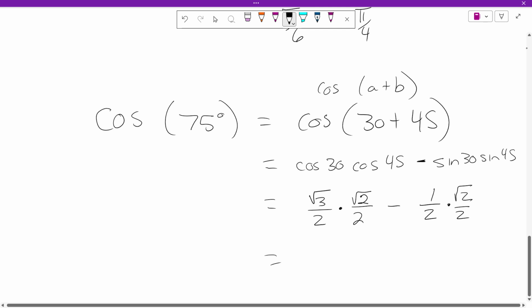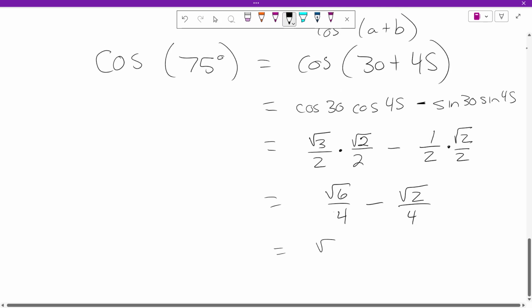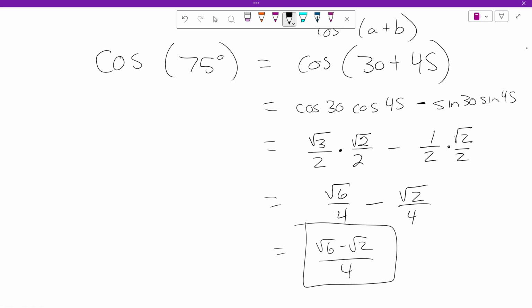Now we're going to simplify. 3 times 2 is? So it's the square root of 6 over 4. Because when we're multiplying, we multiply the two denominators. 1 times square root of 2 is square root of 2 over 4. So it is square root of 6 minus square root of 2 all over 4. That's the answer. That's the format we want.